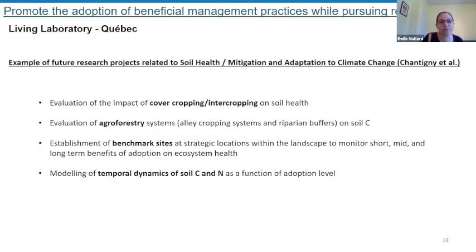Here are some future research projects that we would like to carry out in the coming years. We would like to assess the impact of cover cropping, intercropping, and also agroforestry systems like hedge cropping systems and riparian buffers on soil health and also on soil carbon. And we plan to establish benchmark sites at strategic locations within the landscape to monitor short, mid, and long-term benefits of adoption on ecosystem health. And we would like to model temporal dynamics of soil carbon and nitrogen over time as a function of the adoption level of the beneficial management practices.